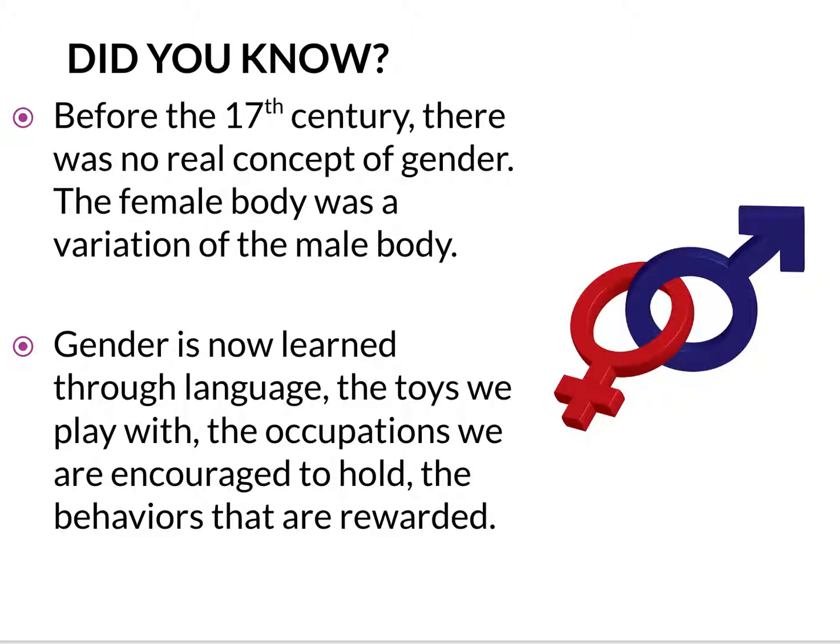Also before the 17th century, there was not a real concept of gender, and the female body was basically a variation of the male body. So females were perceived as being similar to males, but they just had some different features. So gender is now learned through language, the culture that we're part of, the toys that we play with, and also the occupations that we are encouraged to hold, and it differs per country, and also the behaviors that are rewarded.